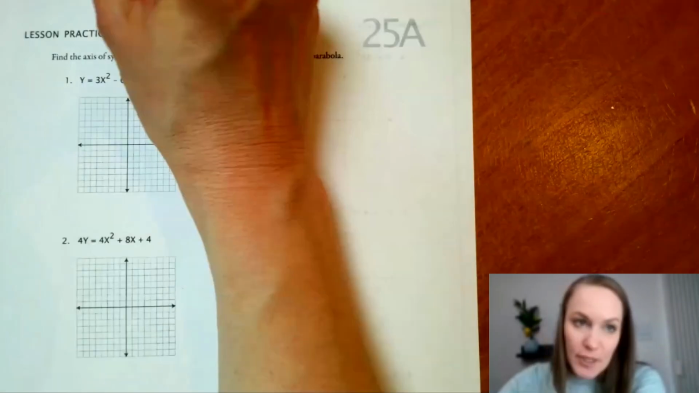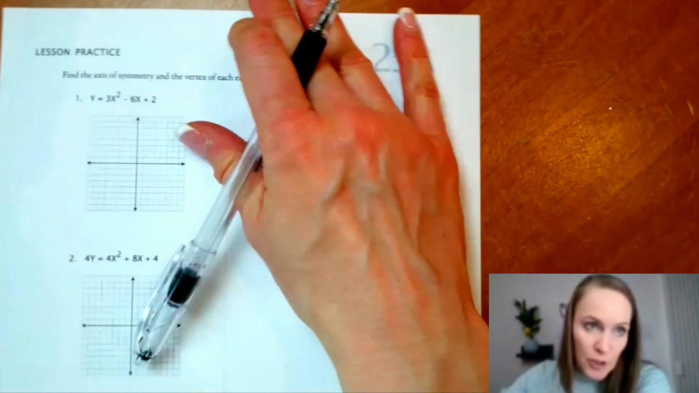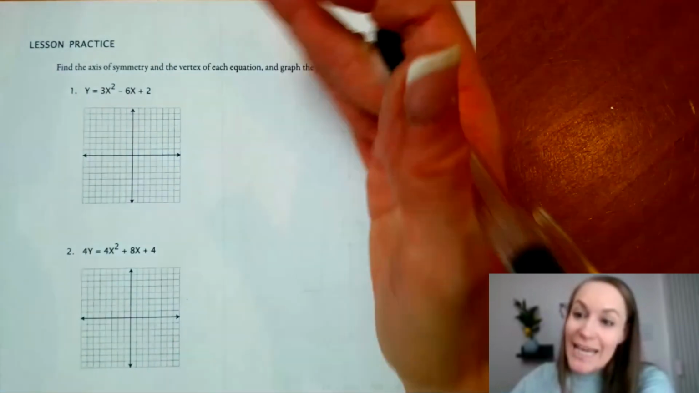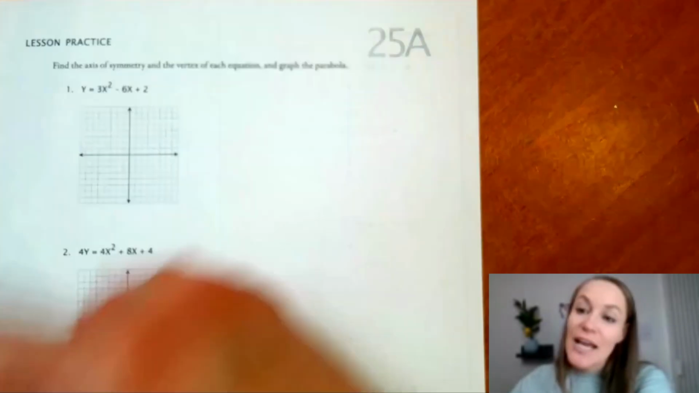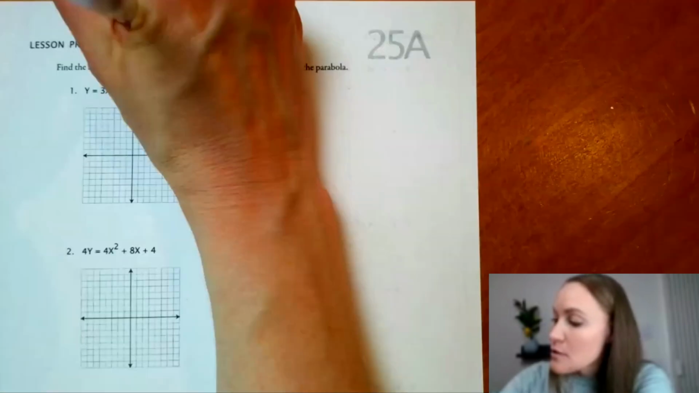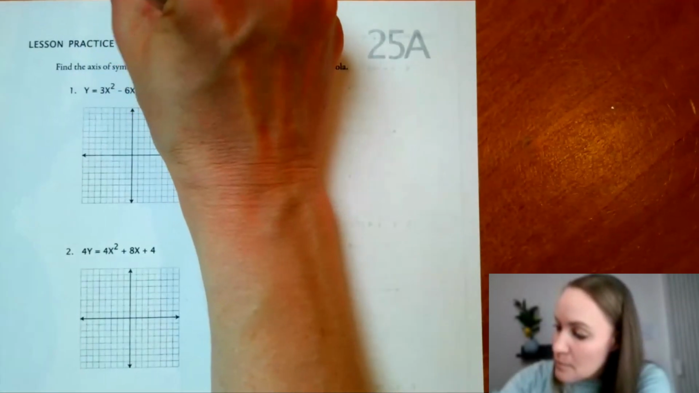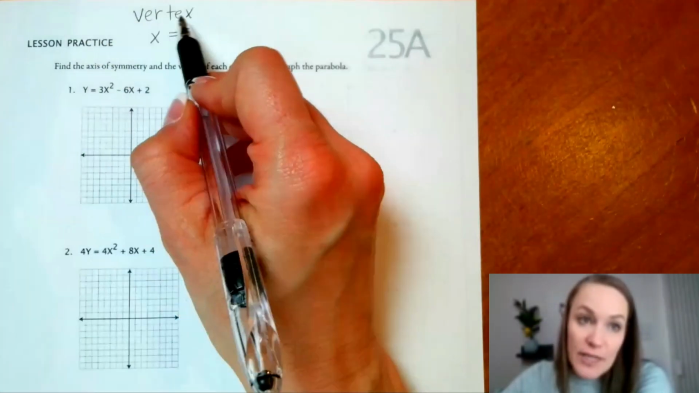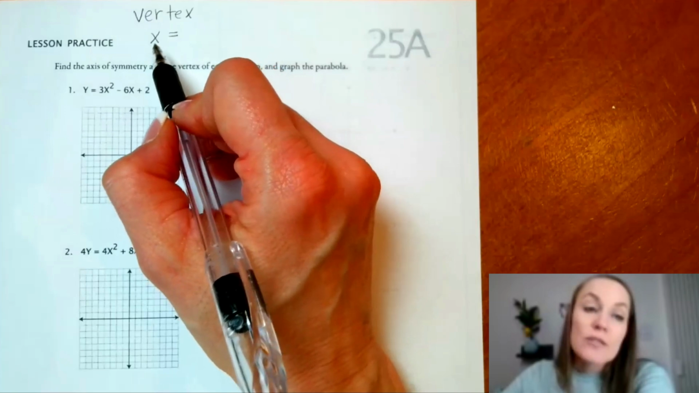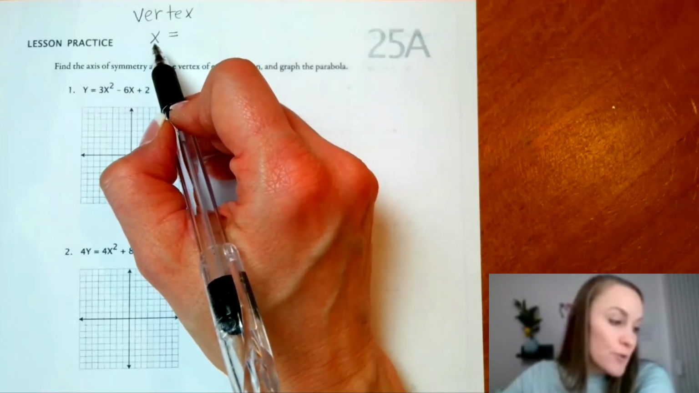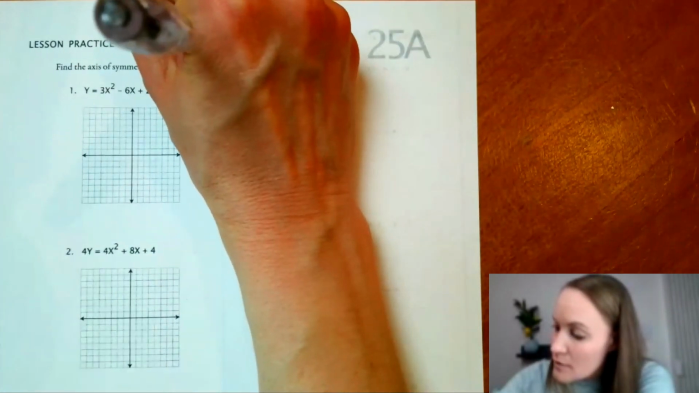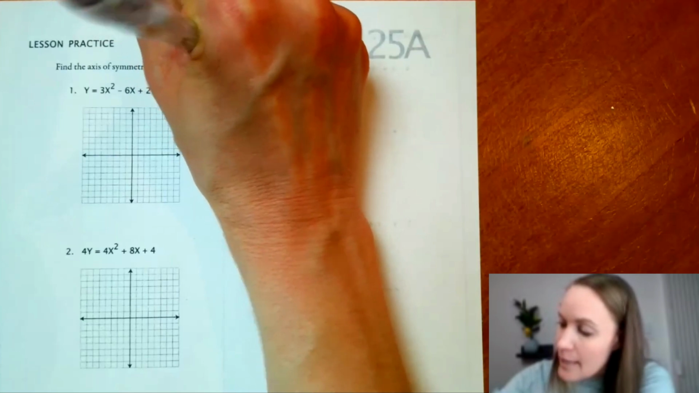So our vertex formula, I want you to write this at the top of your paper, and it's easier to remember formulas and learn them if you can write them down. So vertex is x equals, and remember this is the x value. To have a vertex, we need the x and y value. So this is how we get the x value. It is opposite b divided by 2a.